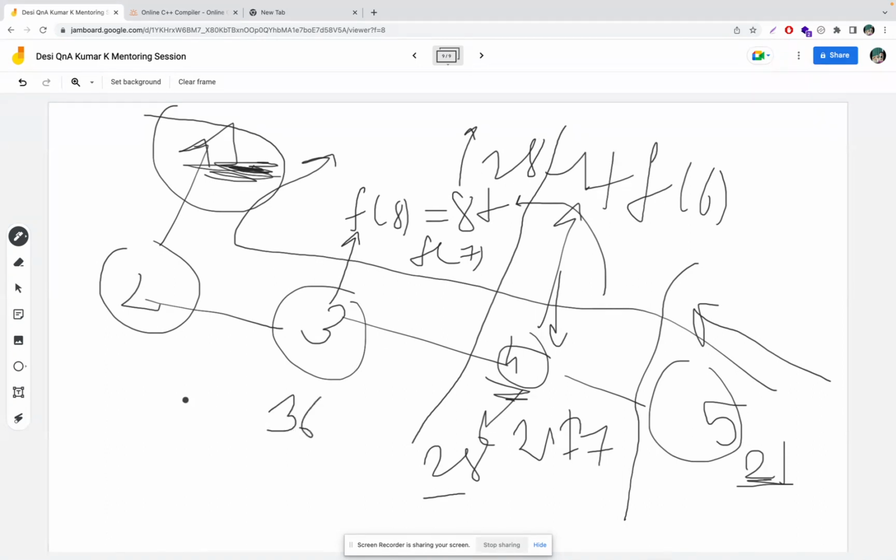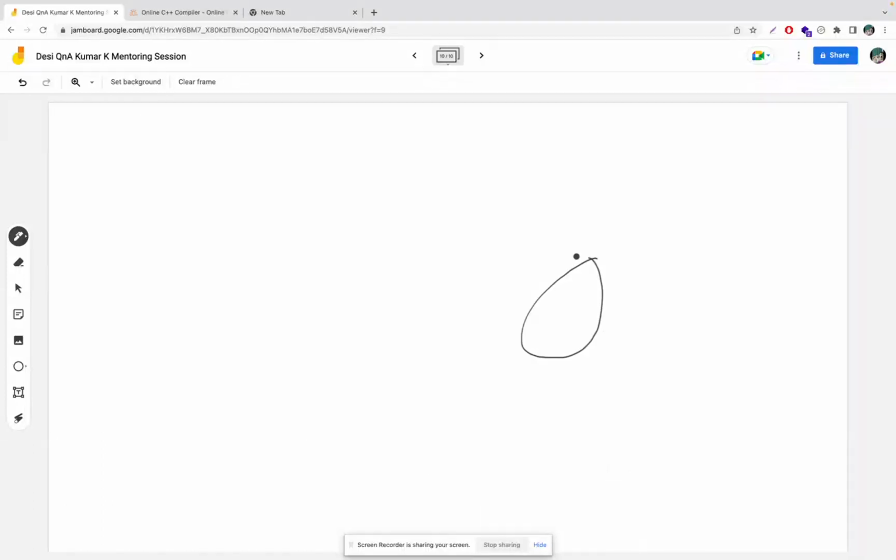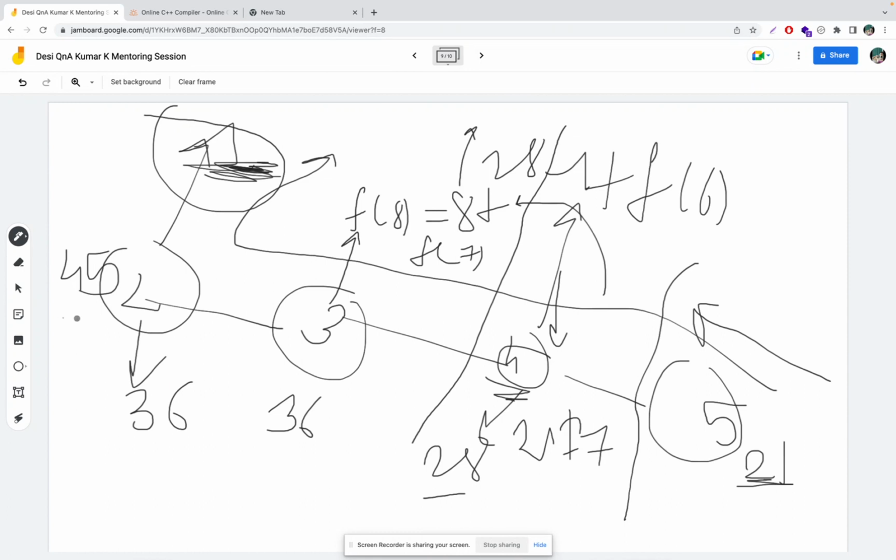Then similarly, when you reach node number 2, you will add 9 and it will become 45. Okay, let me write it down. At node number 2, the value is 45.